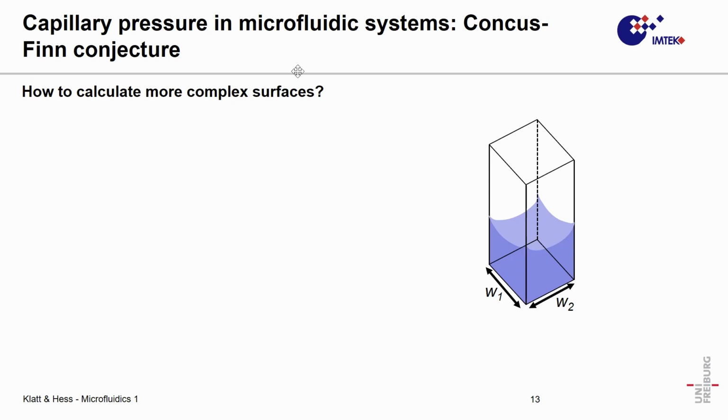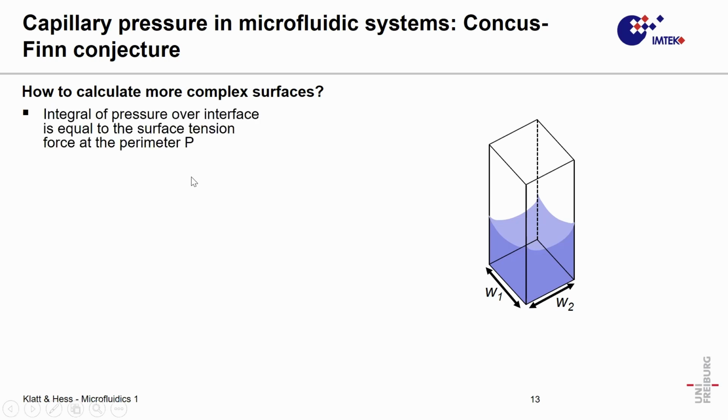For complex systems, the Concus-Finn conjecture is a good way to calculate the capillary pressure. The Concus-Finn conjecture states that the integral of pressure over interface is equal to the surface tension force at the perimeter P.